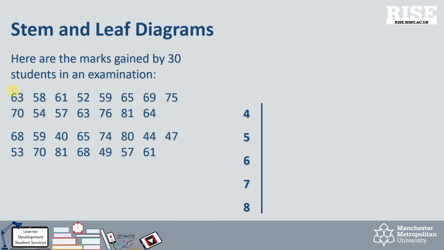So if we have 63, that's a stem of 6 with a leaf of 3. 58 is a stem of 5 with a leaf of 8. 61 is a stem of 6 and a leaf of 1. So I'm just going to put a comma there. And I'm going to work through these until they're all filled in. I'd say the hardest bit here is making sure that you've included all of your numbers. So commonly people do like to cross them off to make sure that they've included them in their table.